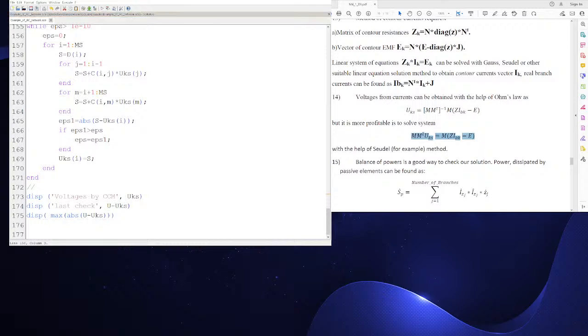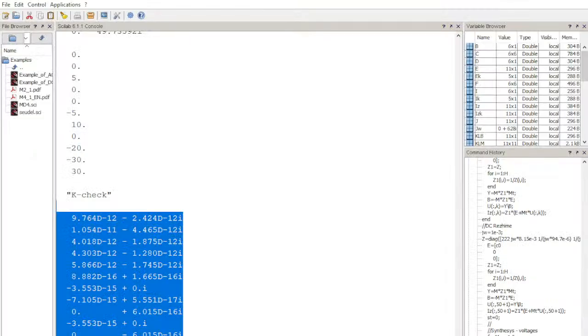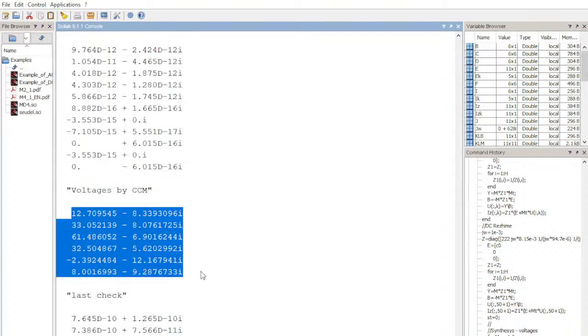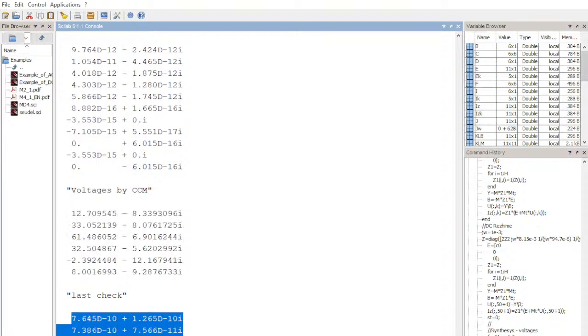Just let's switch to the main and take a look. Voltages by contour current method. Difference between voltages by contour current method and nodal voltage method quite small, and here is the max difference between them. Absolute value of max difference. Quite precise.